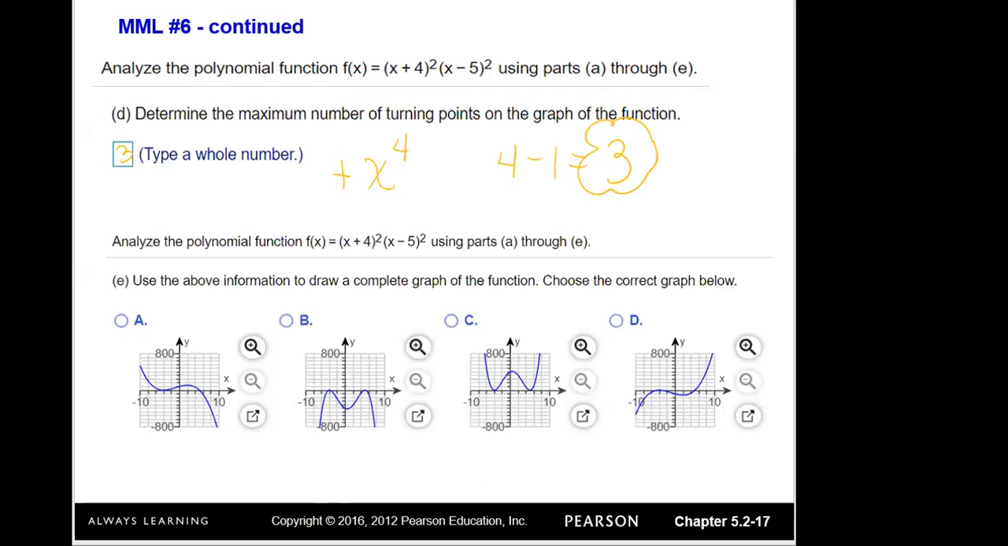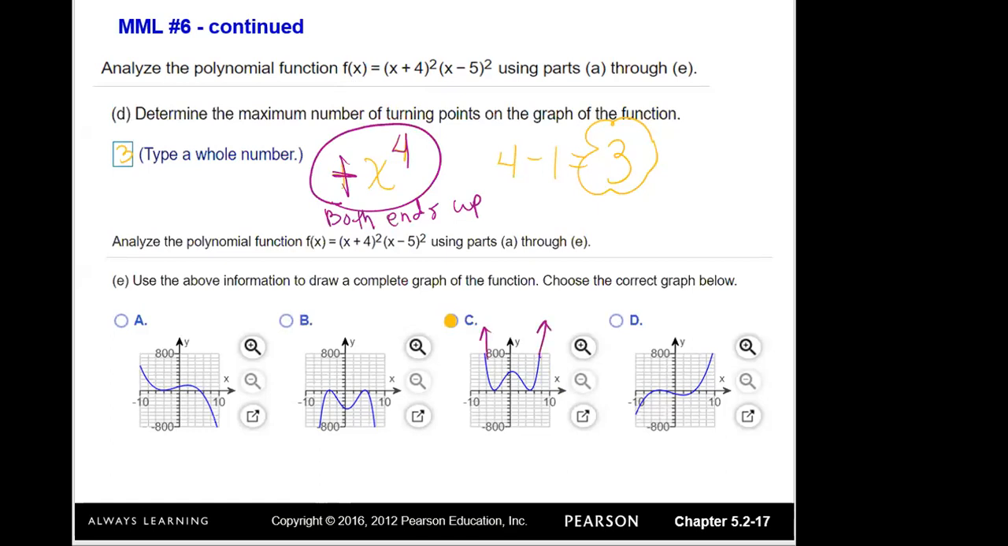Okay, and then you're going to pick the graph, and I already gave it away. It is C. Since it's a positive x to the 4th, both ends have to be going up, right? It's an even exponent, so either both ends are up or both ends are down, but because it's positive and it's even, both ends go up. So there's only one where both ends are going up.